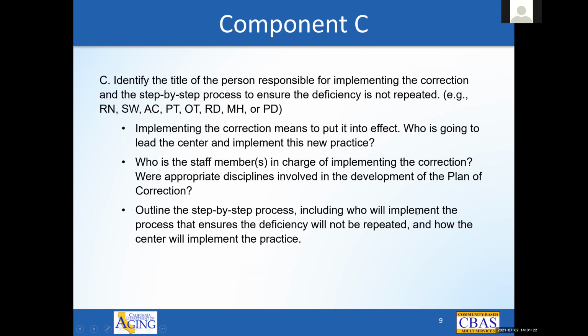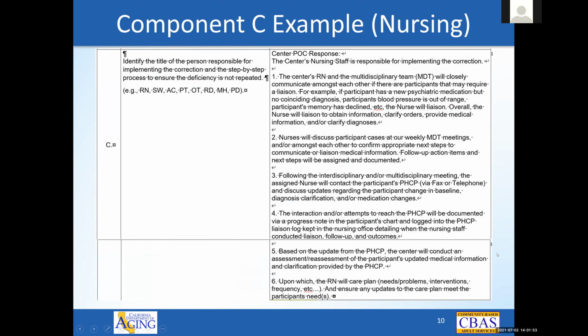So just some key things to remember. If it's a nursing deficiency, then someone from the nursing staff should be responsible for implementing. If it is a social work deficiency, then someone on the social work staff should be responsible for implementing. Whatever the affected discipline is, there should be somebody from that discipline leading the correction to implement those changes. So next we will go over the nursing component.